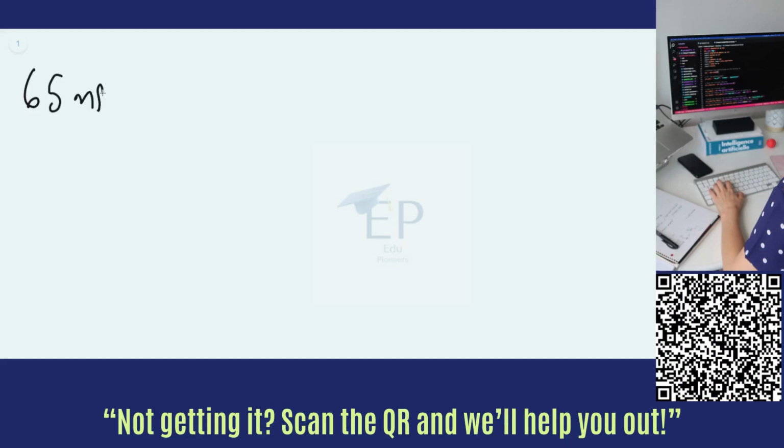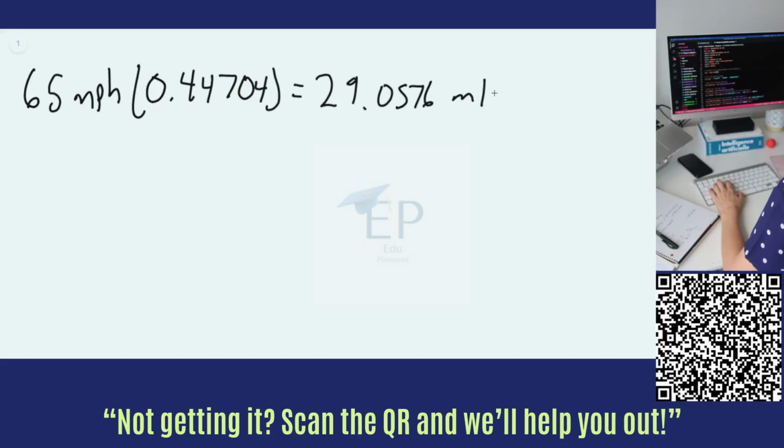So we'll take our 65 miles per hour and multiply it by 0.44704, which is the conversion factor in order to get our speed in meters per second. And so we have 29.0576 meters per second. Now we can find kinetic energy with the KE equals 1/2 mass times velocity squared equation.